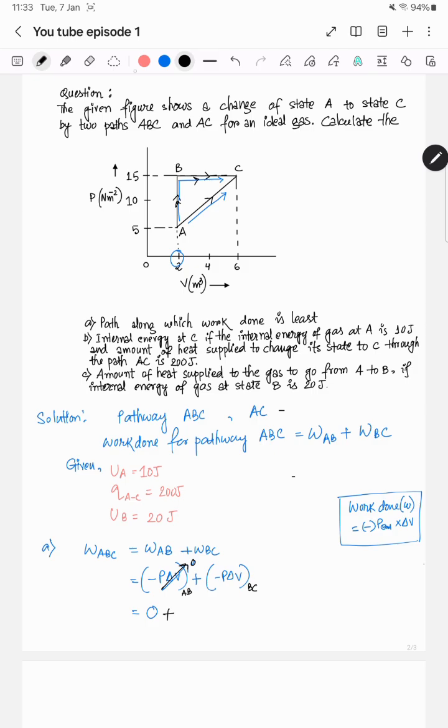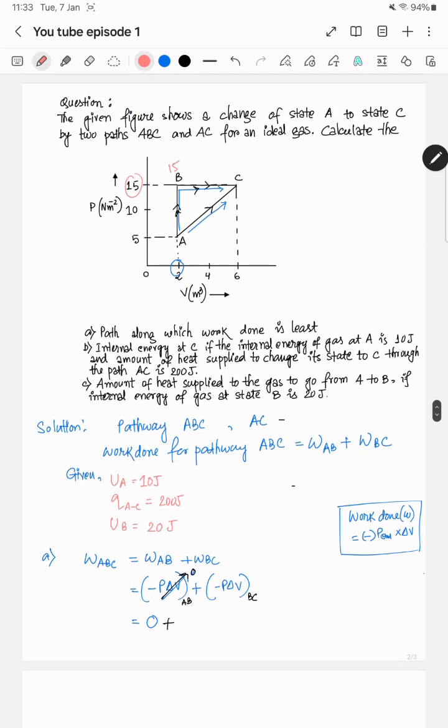At point B, what is the value of pressure? It is 15, of course, 15. And B to C is an isobaric process, so it is of course again 15. So pressure we will be taking as 15. And what is the value of volume?